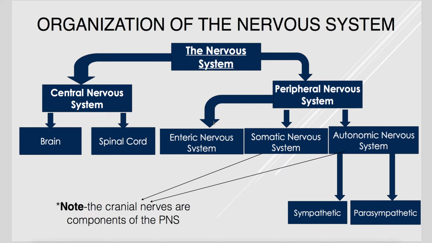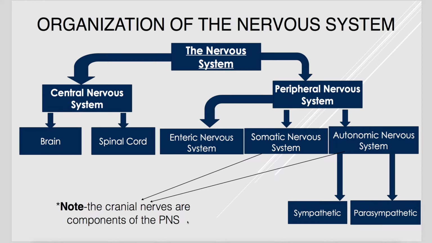So the nervous system has two main components: the central nervous system and the peripheral nervous system. Now the central nervous system includes the brain and the spinal cord, and the peripheral nervous system is composed mostly of the somatic nervous system and the autonomic nervous system. There's also the enteric nervous system, which is really a component of the autonomic nervous system, but some kind of throw it in here as a part of the peripheral nervous system. Now, the autonomic nervous system is further broken down into the sympathetic and parasympathetic divisions, and I'll talk more about those in a little bit.